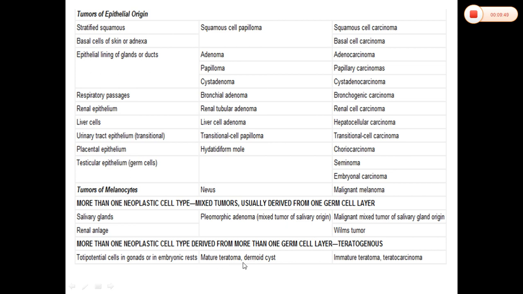Next one is teratomas. It is of two types, mature and immature. Mature teratoma is benign, it is also called as dermoid cyst, whereas malignant teratoma is an immature teratoma. Other name for this is teratocarcinoma.